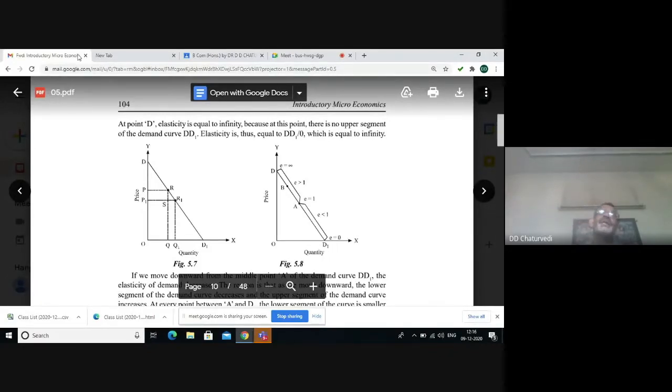This seems to be in conflict with what you have studied in the school, that when the demand curve is flatter one, it is elastic. When it is steeper one, it is inelastic. So for different values of elasticities, we have different demand curves. But here we say that for the same linear demand curve, elasticity of demand will be different at different points on the same demand curve.